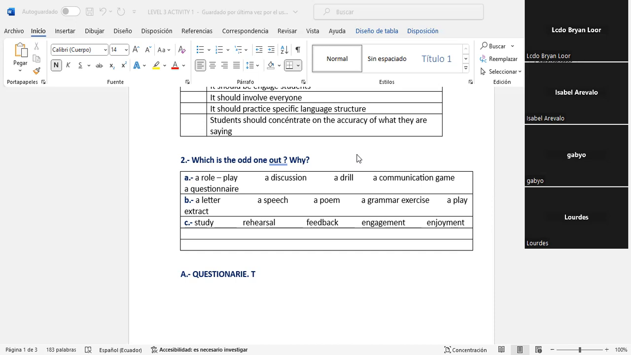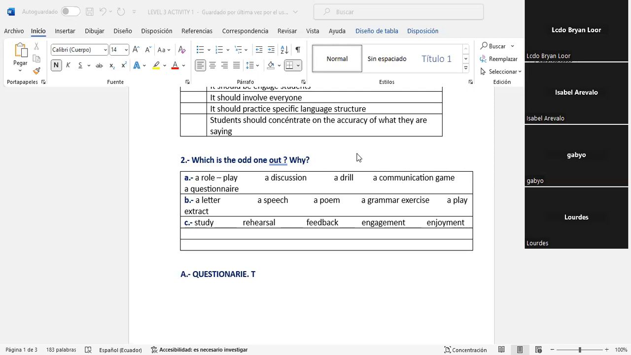In my case, I don't consider it a part of speaking. It's not a strategy to consider for speaking, because the other ones engage or involve the student to participate. But a questionnaire is not at all. It could be a writing. It's more for writing. Yeah, thank you. B.